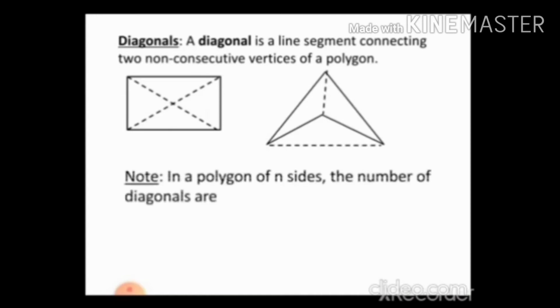Now note that in a polygon of n sides, the number of diagonals is n into n minus 3 upon 2. You can find out the number of diagonals of any polygon having n sides using this formula.